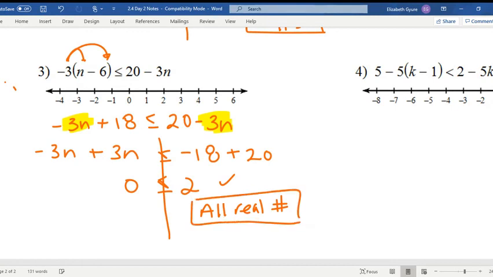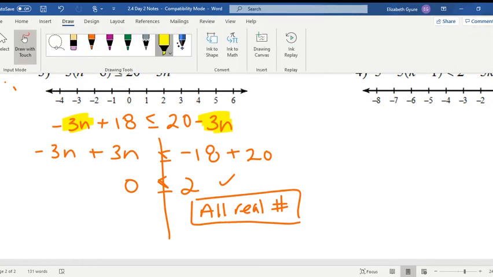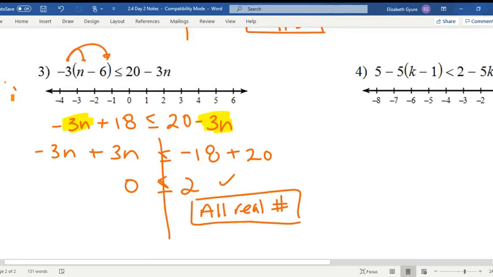All right, and then if it's all real numbers, every single number would work, right? So do we shade the entire graph or do we shade nothing at all? We shade the whole graph.